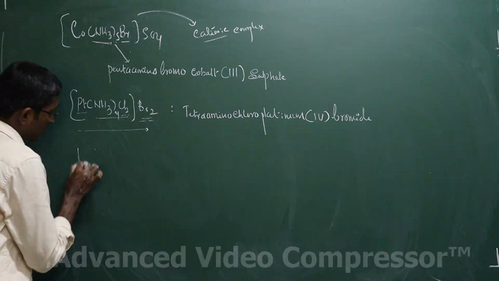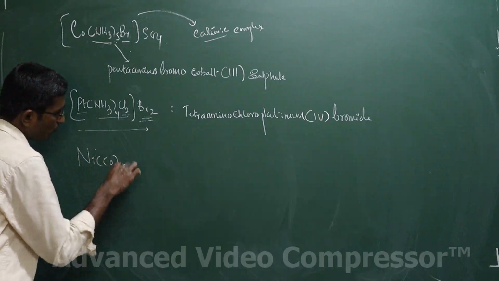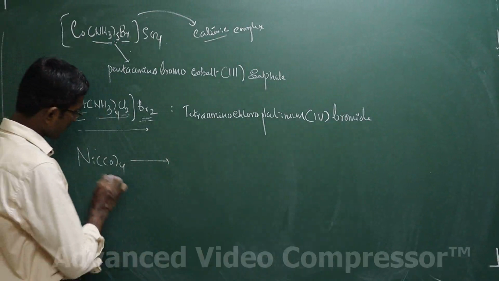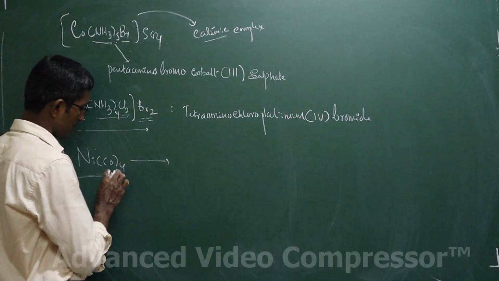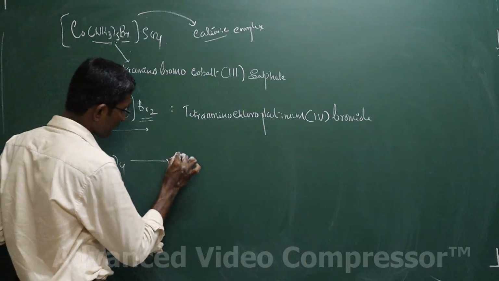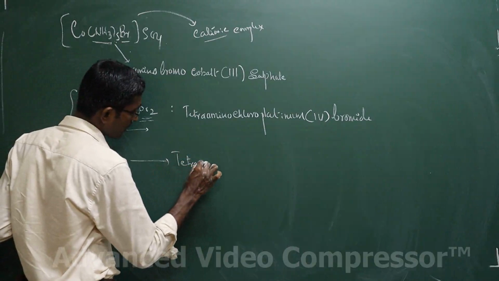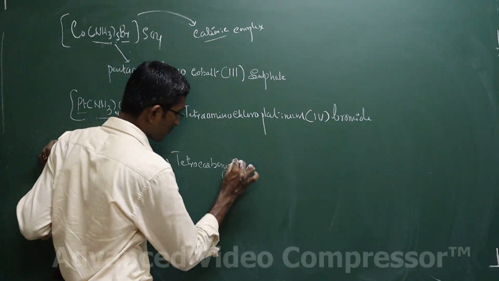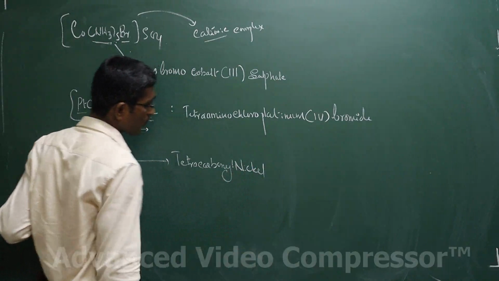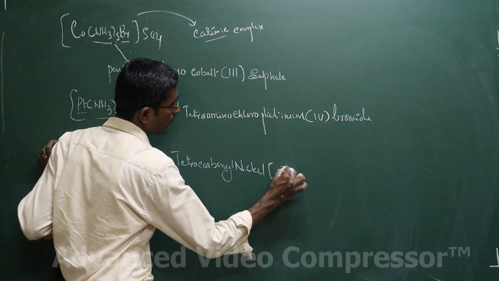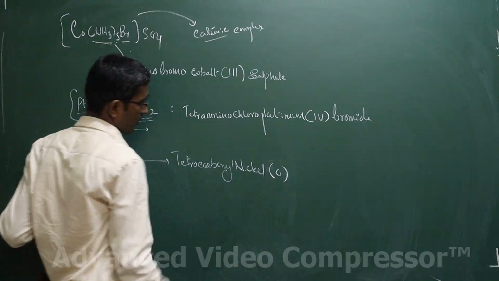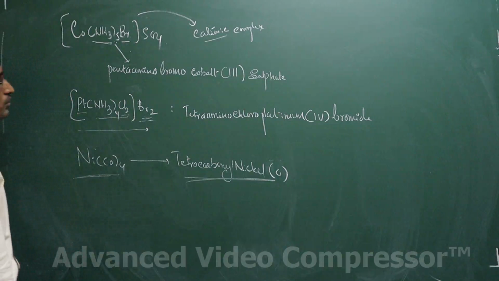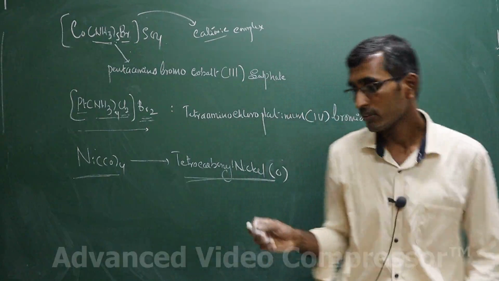The next complex we will take is Ni(CO)4, a neutral complex. We don't have any problem, we will be naming it by one word. What has to be named first? The ligand. What is the ligand? Carbonyl. How many carbonyls are there? 4, so tetracarbonyl. Keep it as such, nickel. Oxidation state is 0, so put it as 0. Tetracarbonyl nickel 0 is the name of this complex, very clear.